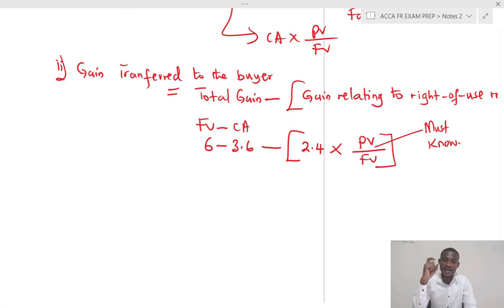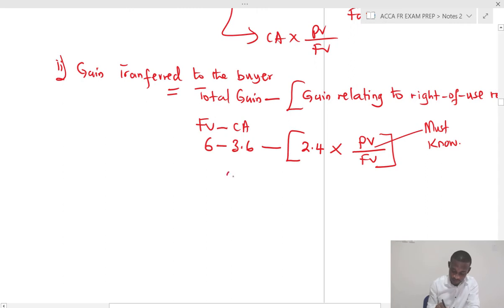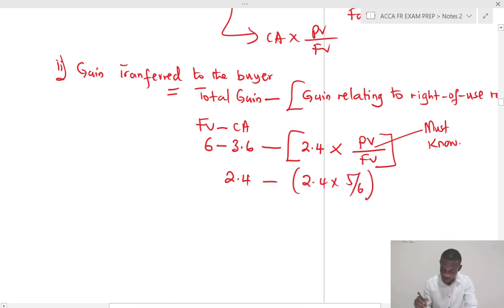So this will be 2.4 times 5/6. Let's check that: 5 divided by 6 times 2.4 gives us 2. When we take it from 2.4, we are left with 0.4 million. And this will be recognized in P&L as gain on disposal or gain on sale.